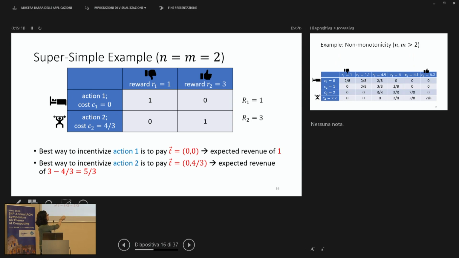If you want to incentivize them to take an action that is more effortful, then you have to pay them at least 4/3, which is their cost. It turns out that in this case, you can pay exactly 4/3 by this contract, this vector of payments, transfers, and your expected revenue will be 3 minus what you pay, which is 5/3. So that's a very simple example.